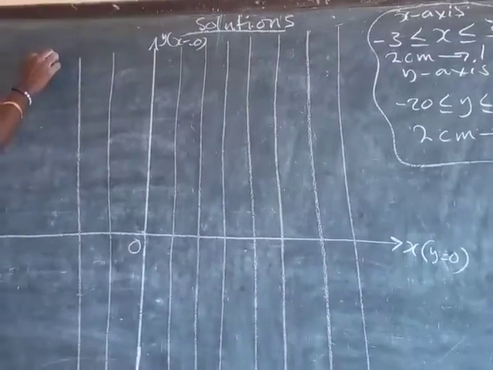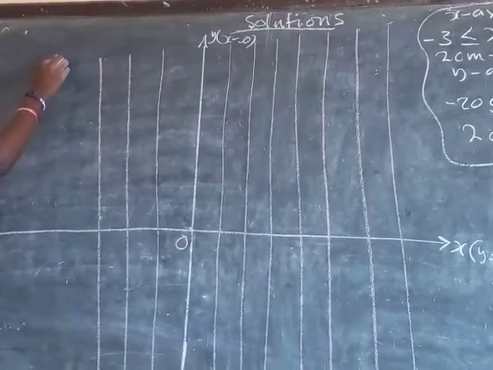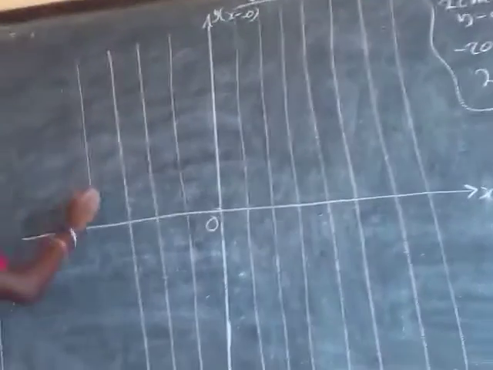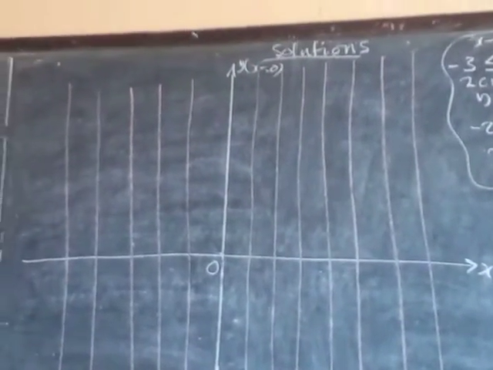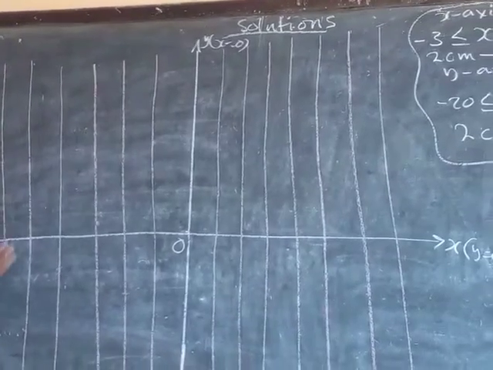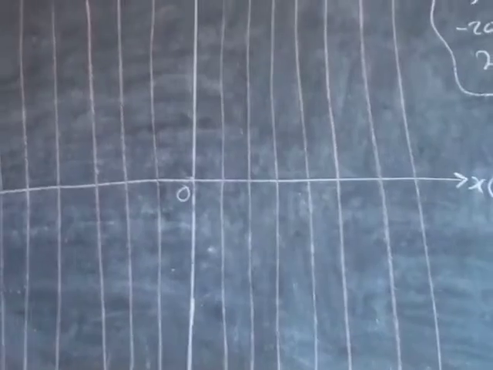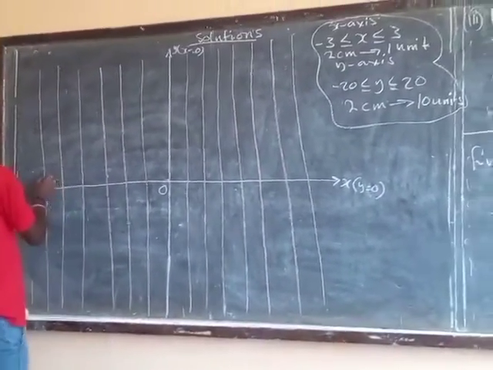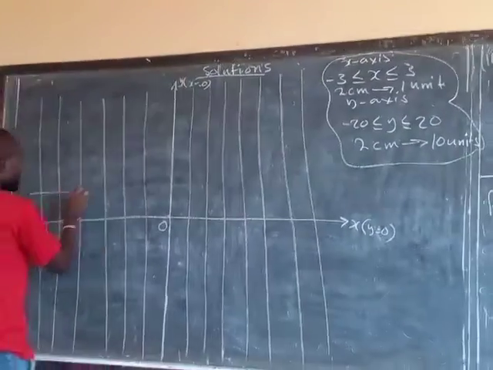So this is your graph paper. Like I advise my students, you have to get the whole graph paper so that you practice on it daily. When you practice on it daily, you are going to be a very brilliant student. Remember, there is no medicine for maths apart from practicing. If you don't practice, you'll never be good in maths. So you need to practice.